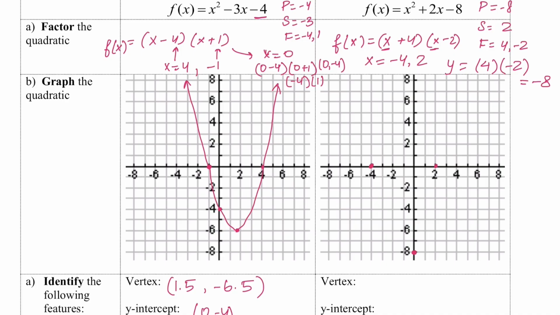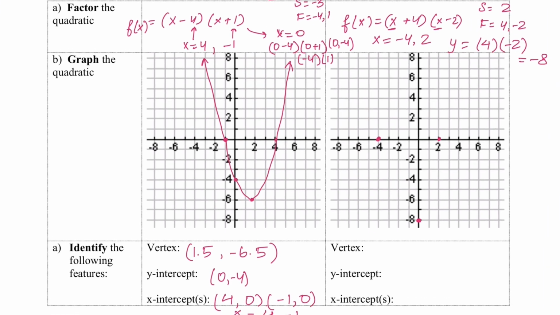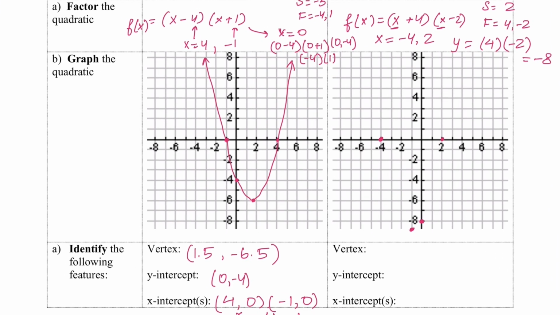Your vertex, you're not sure about it yet, so we're going to put that in the graphing calculator, and your vertex should be negative 1, negative 9. So over here, and then this is what your graph will look like.